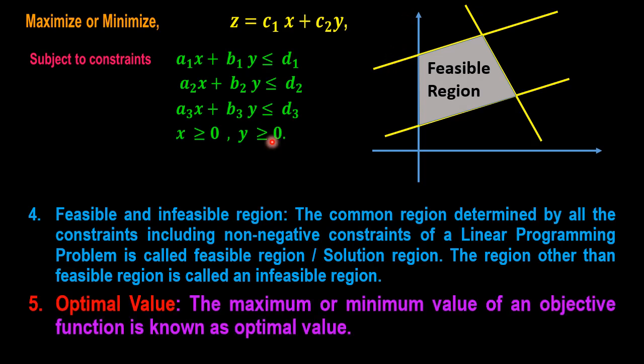And the fifth term is optimal value. The maximum or the minimum value of an objective function is known as the optimal value. So after solving the system of linear inequalities, we find the values of x and y. We put those values of x and y in the objective function, and we will get either the maximum value or the minimum value. That maximum or minimum value of z, we call the optimal value.